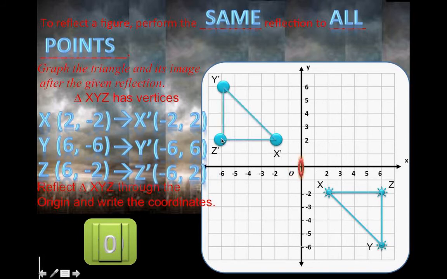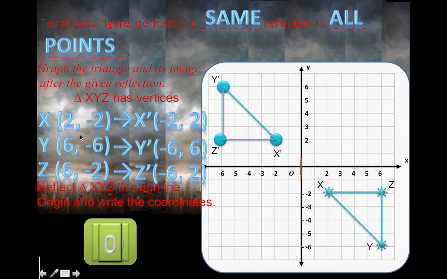We can go ahead and connect those. Now, I didn't go through the coordinates as we were doing this, and that was for a reason. You'll notice that I labeled X, X prime, Y, Y prime, and Z, Z prime. And you'll notice that the orientation of this triangle is facing a little bit of a different direction.